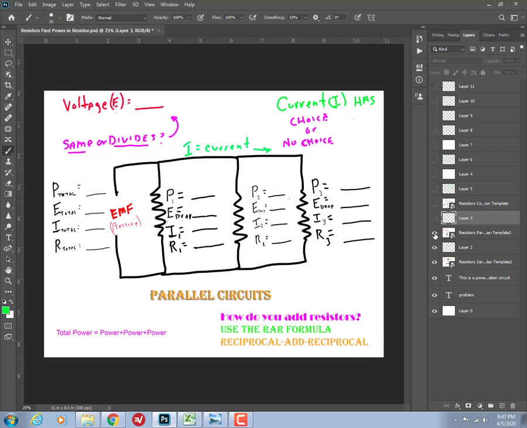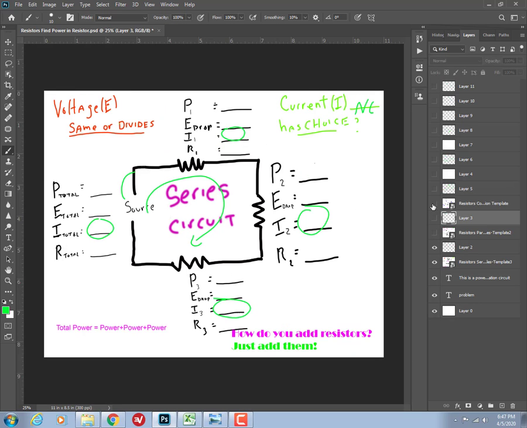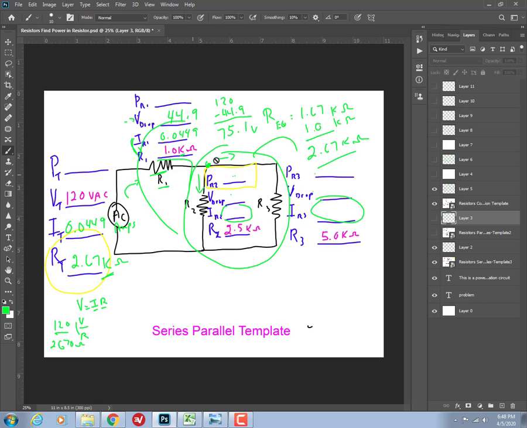All right. So getting back to our problem. 44.9 volts got used up here. So whatever's left over is 75.1 volts and 75.1 volts. The voltage stays the same in a parallel. Okay, so we don't add these up, it stays the same. So 75.1 plus 44.9 should equal 120.